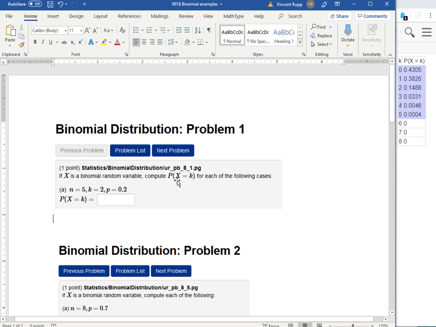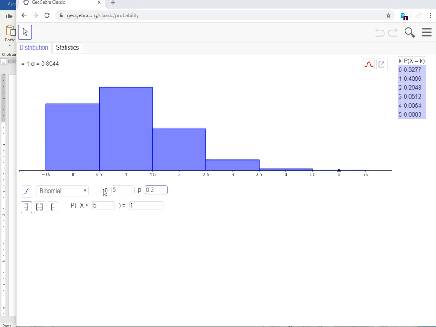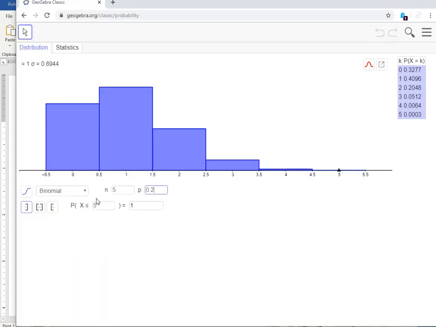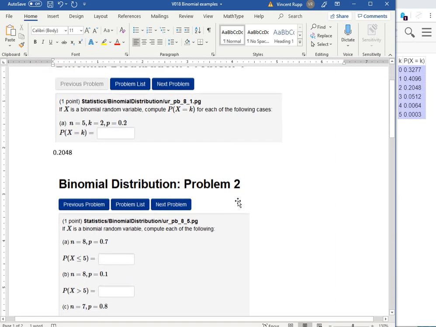The notation here, probability of x equals k, just means the probability that the binomial equals a certain number. You get a certain number of successes, k. So it tells you n equals 5, k equals 2, p is 0.2. So enter n and p into this. N is 5, p is 0.2. And then it wants the probability that x equals k, where k is 2. So you want the probability of 2 successes. The easiest way to get that is just to look it up in the table here. It says it's 0.2048. So that's what you'd enter into WeBWorK. I can't enter it here because that's a screenshot, but that is the number I would enter.